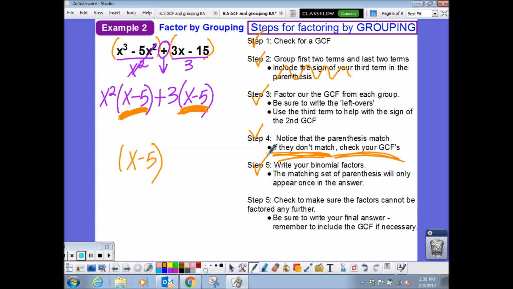Step 5, we are going to write down our other factors. So watch this. X minus 5, we've already written that down. Now look at what we have left. If you read this from left to right, we still have x squared plus 3. And that is our other factor, x squared plus 3.